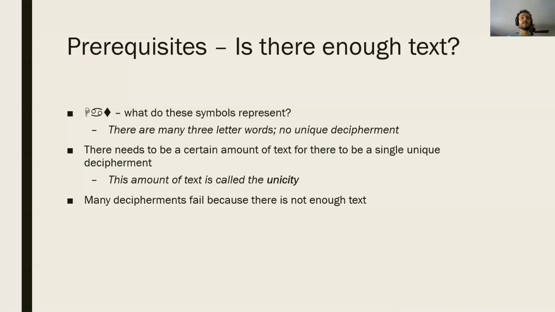Many decipherments that we've looked at fail simply because there's not enough text. Linear A and the Indus Valley script, and especially the Phaistos disc, if it's not a hoax, are scripts which don't have enough symbols that we could use to actually begin a decipherment. So the amount of text is another important prerequisite.